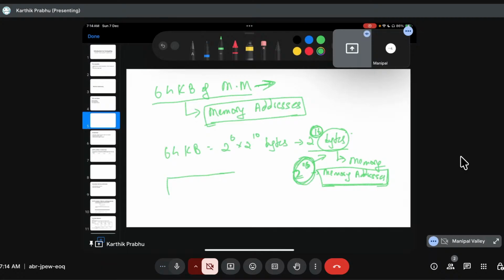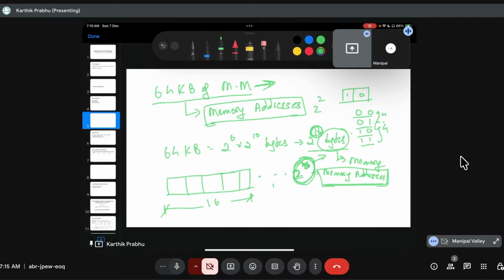Why is that? Because 2 power 16 locations only need 16 bits to show, right? Let's assume this is 16, it's too big. Why does it need only 16 bits? Because let's say, for example, we have only 2 bits. So what are the possible numbers I can show with 2 bits? 0 0, 0 1, 1 0, and 1 1. So these are 4, right? Totally 4. So using 2 bits, I can show 4 locations.